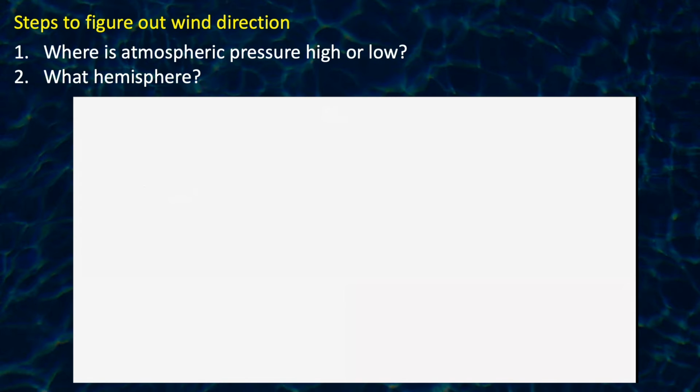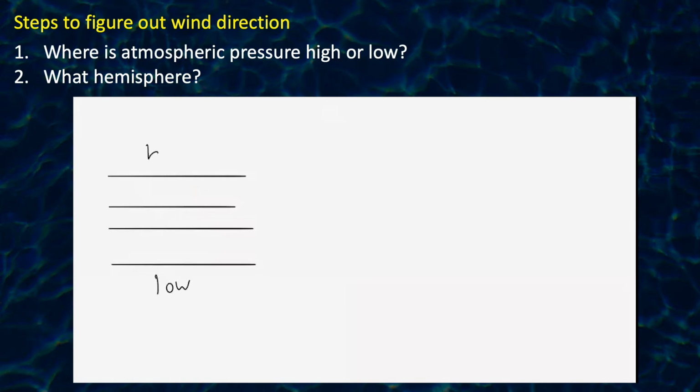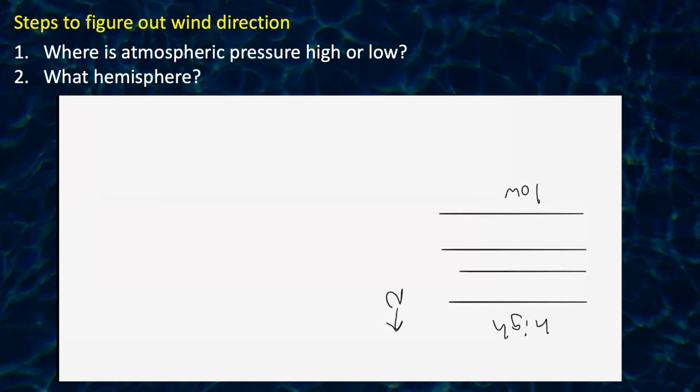pressure in the north and the low pressure in the south. So I have my low pressure down here, my high pressure up here, and north is near the top of my figure. Now, to figure out which direction the wind is going to go here, I actually want to turn my piece of paper around so that the high pressure is down at the bottom, the low pressure is at the top.